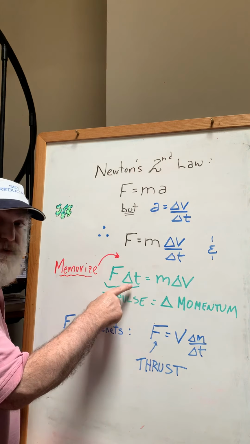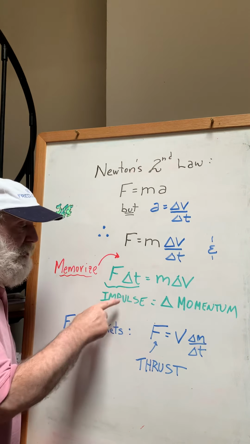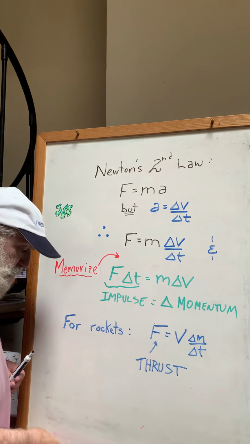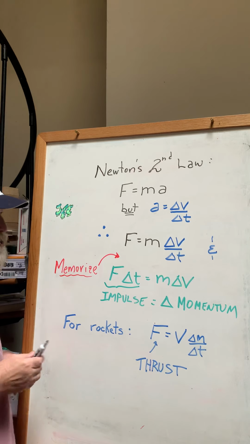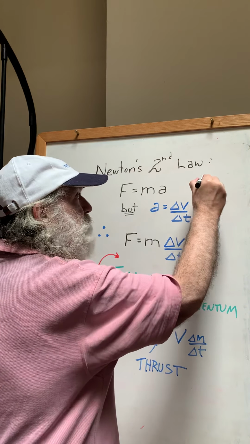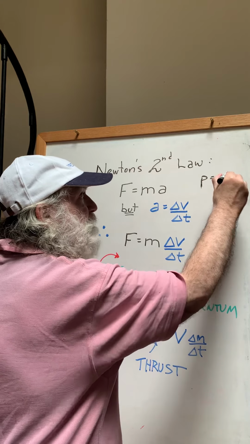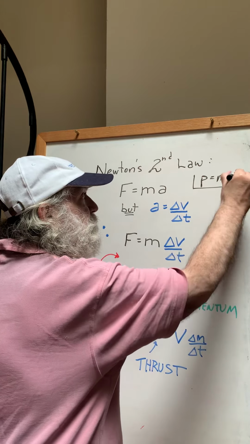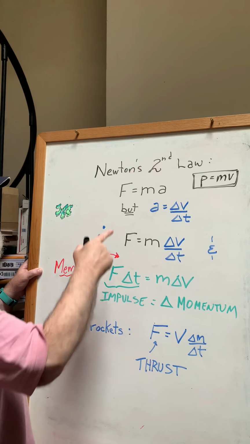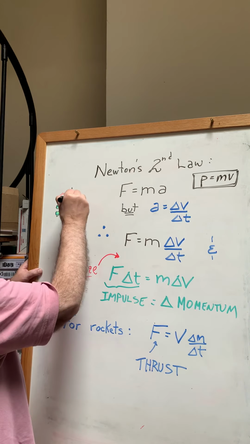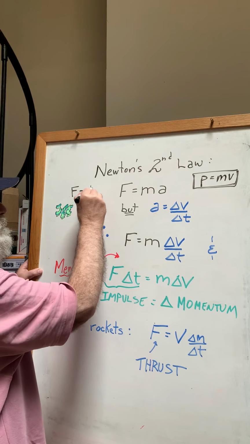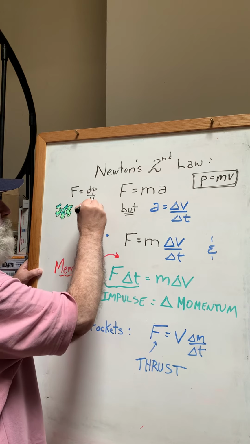The force times the time that force is applied is called impulse, and m delta v is the change in momentum. Momentum is a new concept for us. P is the symbol for momentum, and P is mass times velocity. So Newton actually wrote his equation as F equals the change in momentum with time.